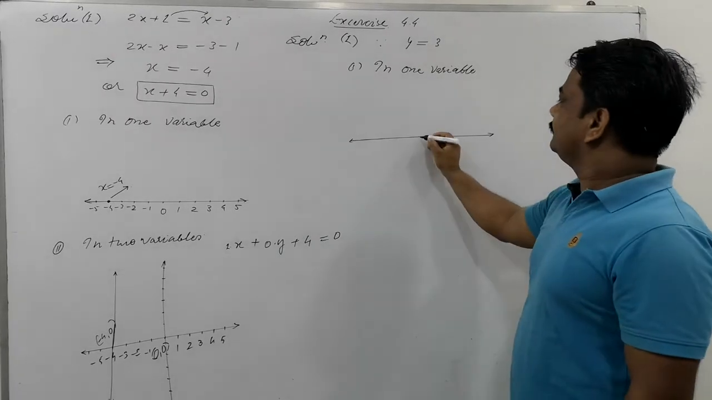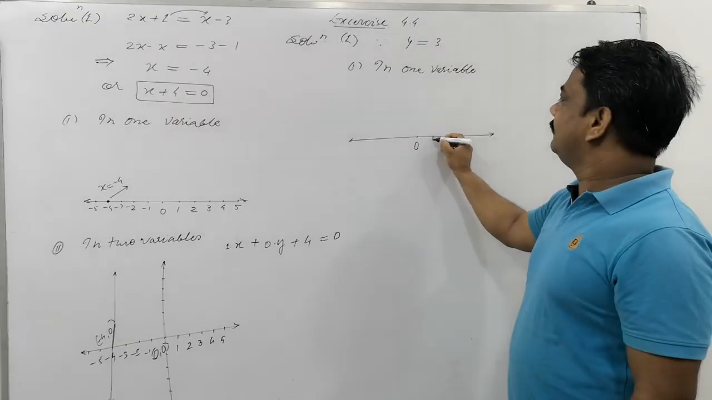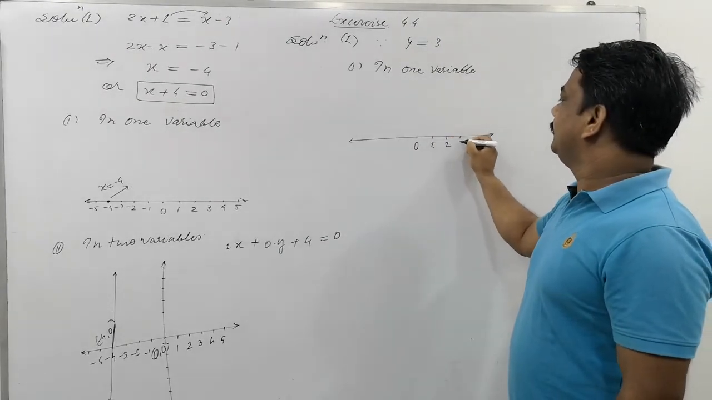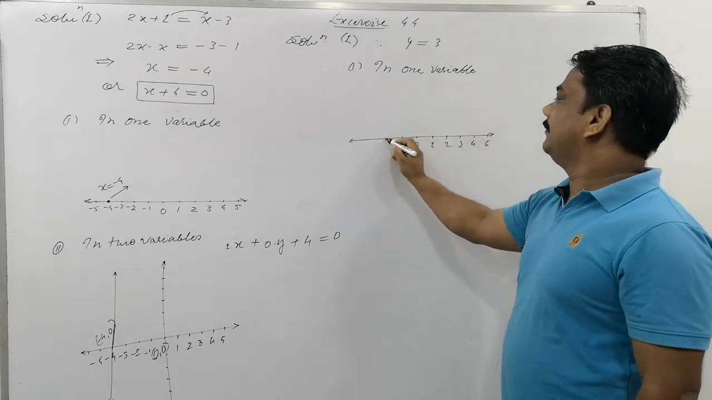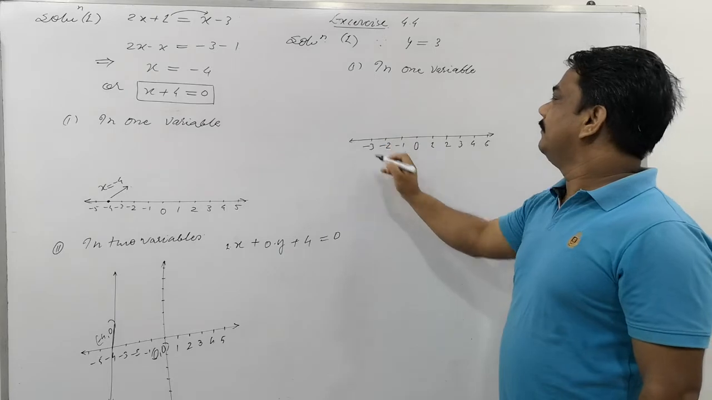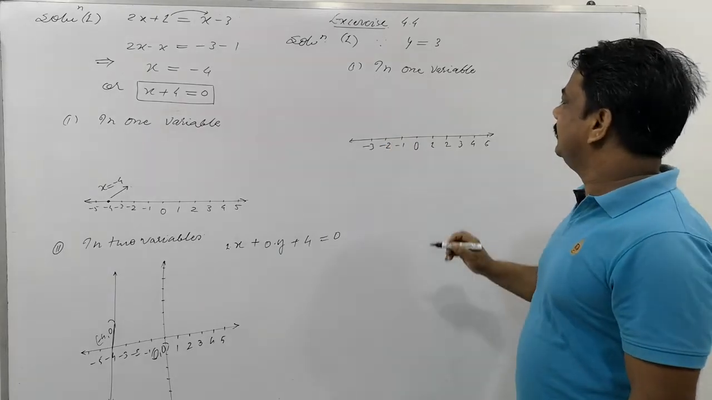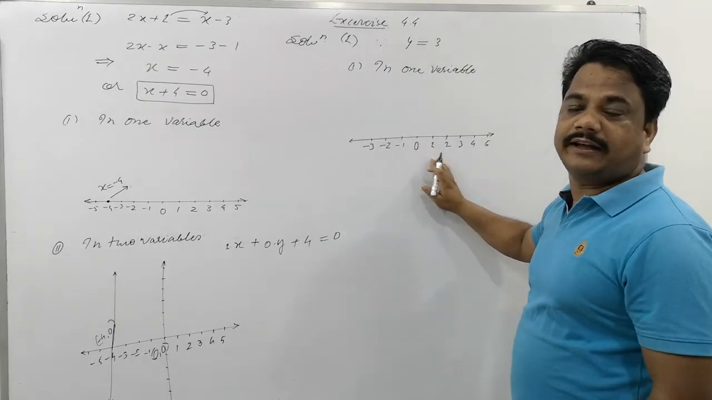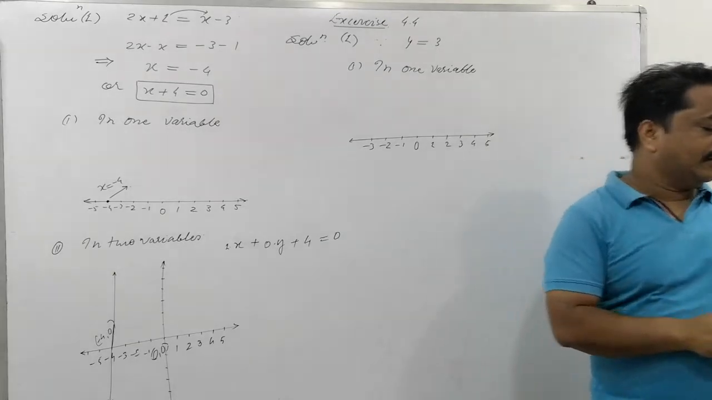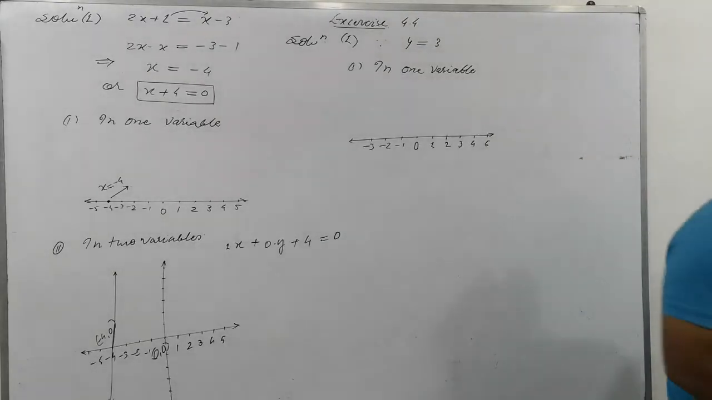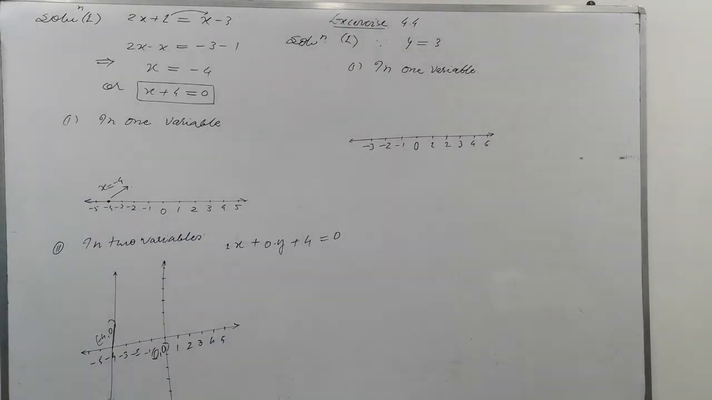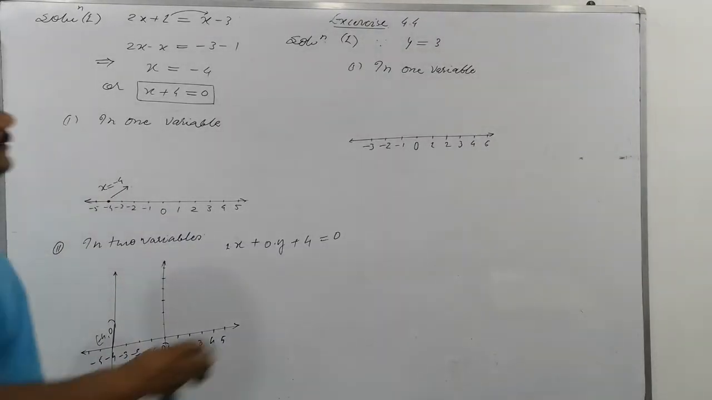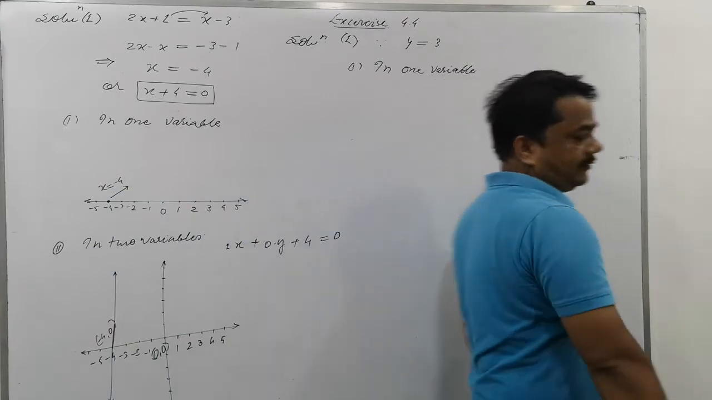This is 0, 1, 2, 3, 4, 5, minus 1, minus 2, minus 3. Furthermore, y is equal to 3. So this horizontal line is called x, and we have to represent this along the y axis. Along the y axis this has to be represented. So how can we do this? Vertical lines to be found. Okay, the x horizontal line will not be drawn.